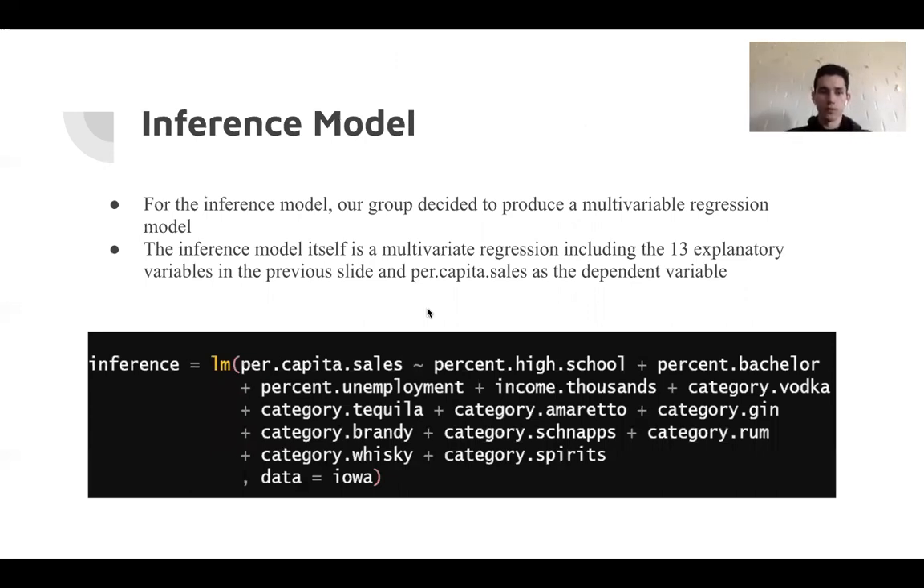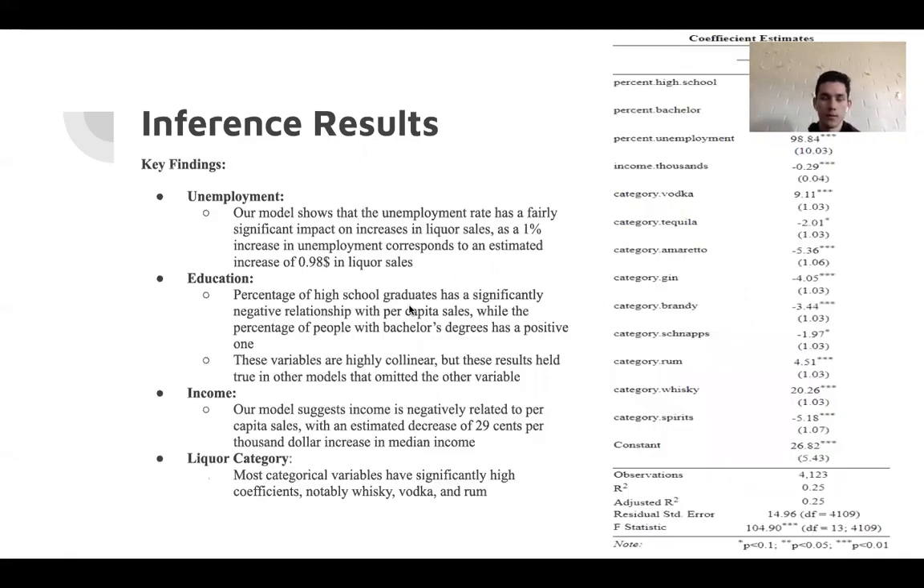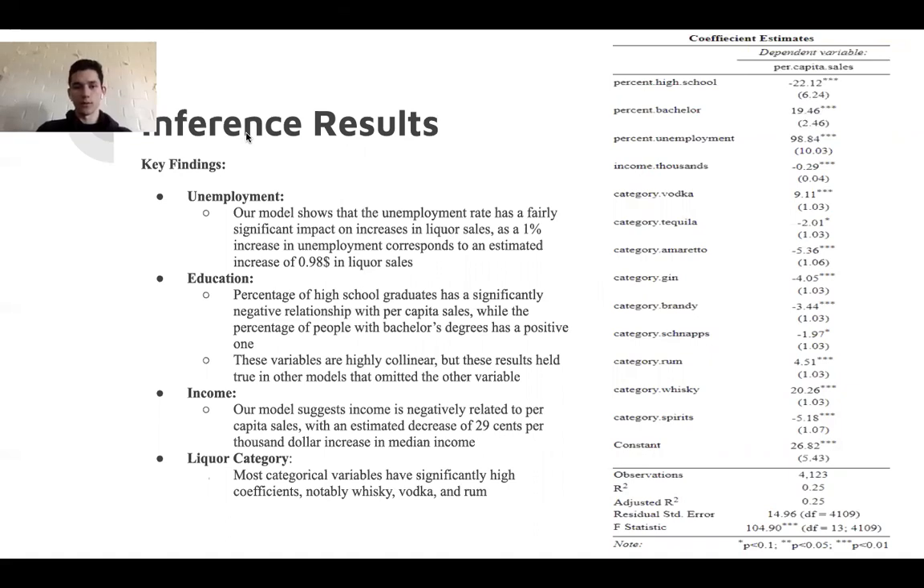So we used a multiple linear regression model for inference, including the 4 continuous variables and 9 dummy variables and our dependent variable of per capita sales. What we found from our inference model is that the results were fairly consistent with our expectations. Unemployment was a very important variable in this case, and our model suggested that a 1% increase in unemployment was associated with an estimated increase in per capita sales of about $1.